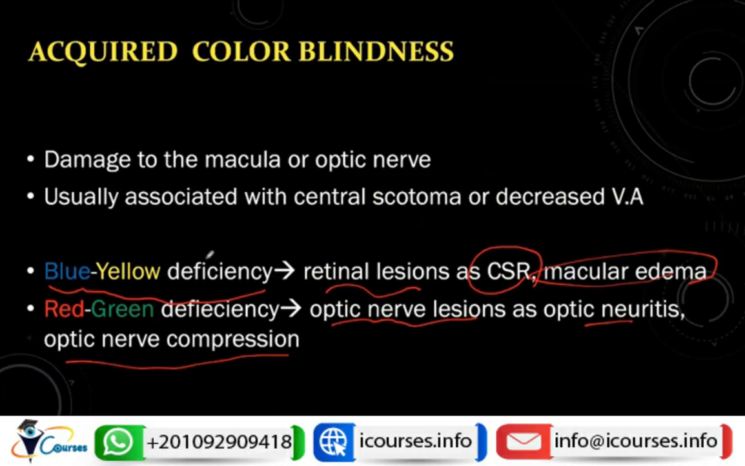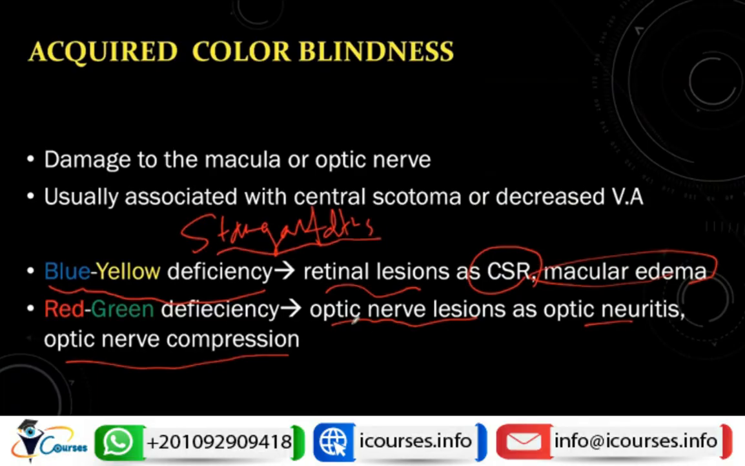And we have some exceptions. Let me just share them with you. Maybe you may be asked in the exam about them. Almost all macular or retinal diseases can cause blue-yellow deficiency, except a disease called Stargardt disease. Stargardt disease is the commonest macular dystrophy. This will cause red-green color deficiency.